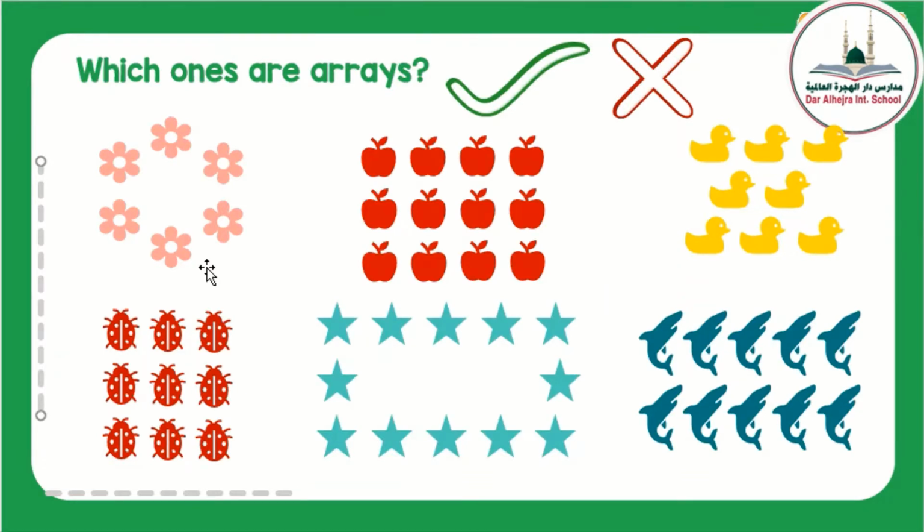Now let's take a closer look at some different patterns. I can see some different objects arranged in different ways. Let's see whether they are arrays or not. I can see here flowers arranged in a circular pattern, but in this row there is 1 flower and in this row there are 2, that means the number of objects in each row is not the same, so that means it's not an array.